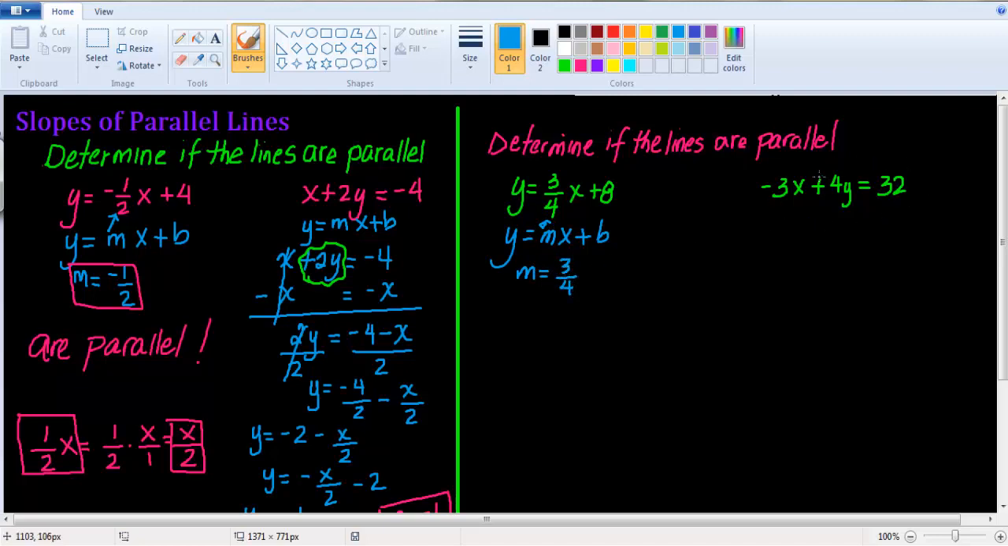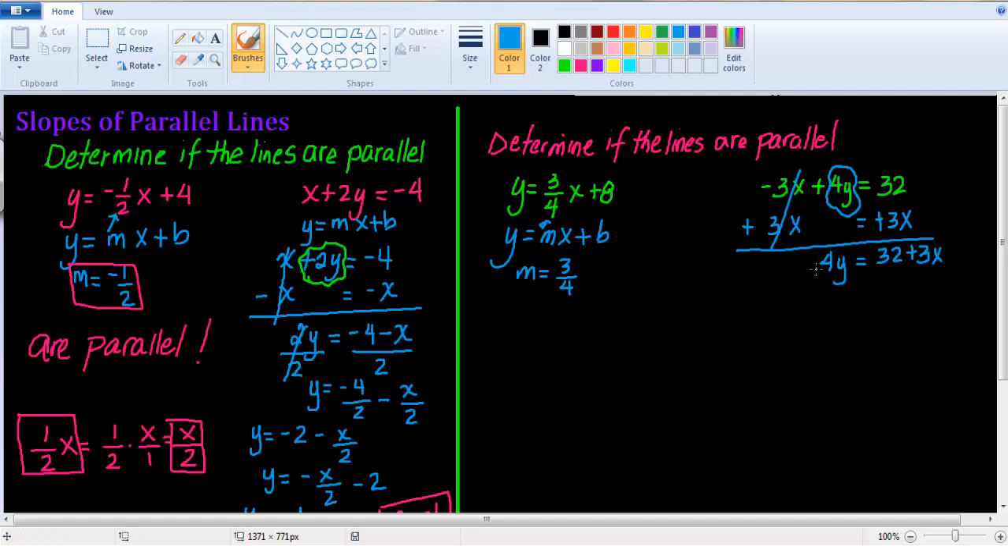My second equation is not written in slope-intercept form. Nowhere near slope-intercept form, so that means I have to solve for y. Here is the y term. I have to isolate it. That means I have to get rid of this negative 3x. That means I want to make this a 0. So how do I do that? Well, I add 3x to each side, and that makes negative 3x plus positive 3x. That makes a 0. On this side, I'm left with 4y is equal to 32 plus 3x.